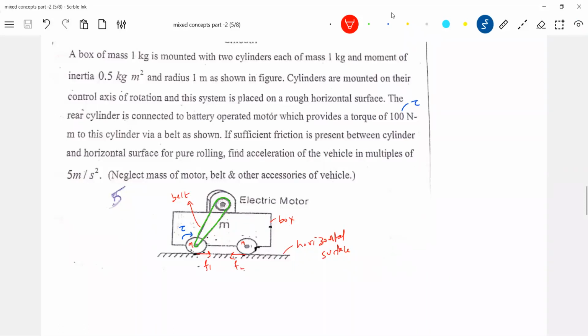Now, how to get the direction of friction is the idea of the problem, nothing big. When you switch on the motor, the belt will set up a torque, and because of that the rear cylinder will rotate, so the point of contact here will move backward, and friction will act forward. This friction is the net action force, which will push the vehicle forward. So the front cylinder also will move forward, with only translational motion initially. The point of contact here will slip forward, so friction will act backward. This friction acting here will now set up a torque on it.